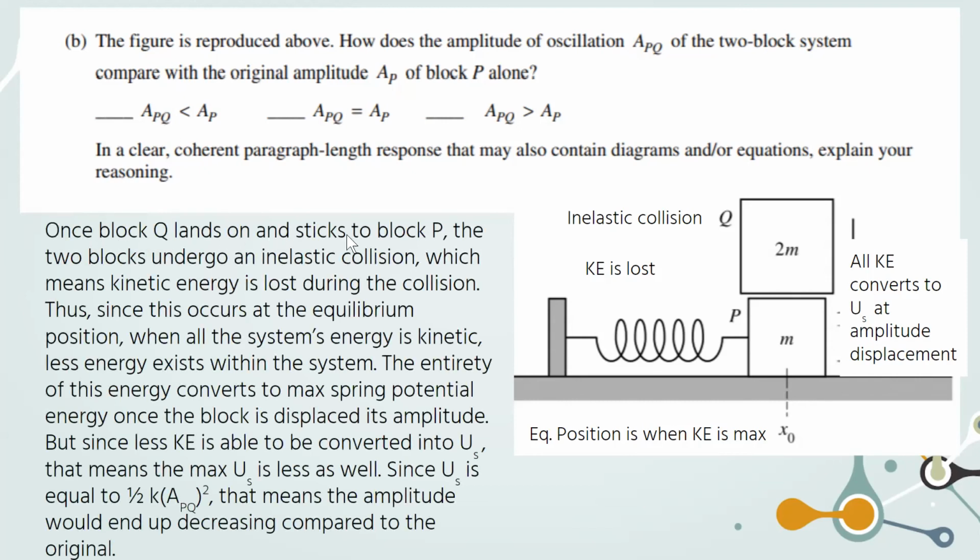Once block Q lands on and sticks to block P, the two blocks undergo an inelastic collision, which means kinetic energy is lost during the collision. Thus, since this occurs at the equilibrium position when all the system's energy is kinetic, less energy exists within the system. The entirety of this energy converts to maximum spring potential energy once the block is displaced its amplitude. But since less kinetic energy is able to be converted into spring potential, that means the max spring potential is less as well. Since spring potential energy is equal to 1/2 K times the displacement squared, which is APQ in this case, that means that the amplitude would end up decreasing compared to the original. Thus, APQ would be less than AP, so we can check out this as our correct answer.